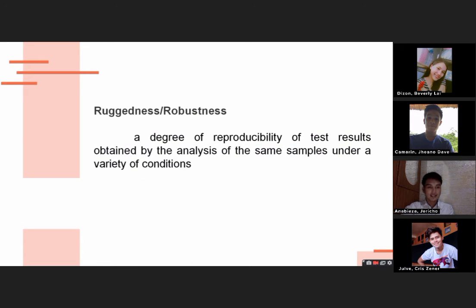Next is ruggedness and robustness. Ruggedness is a degree of reproducibility of test results obtained by the analysis of the same sample under a variety of conditions, such as different laboratories, different analysts, different instruments, different lots of reagents, different elapsed assay times, different assay temperatures, different days, etc. And robustness is the reliability of an analysis with respect to deliberate variations in the method parameters.